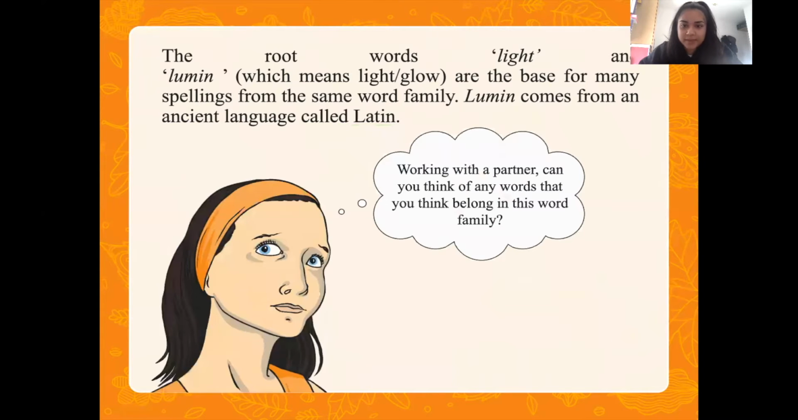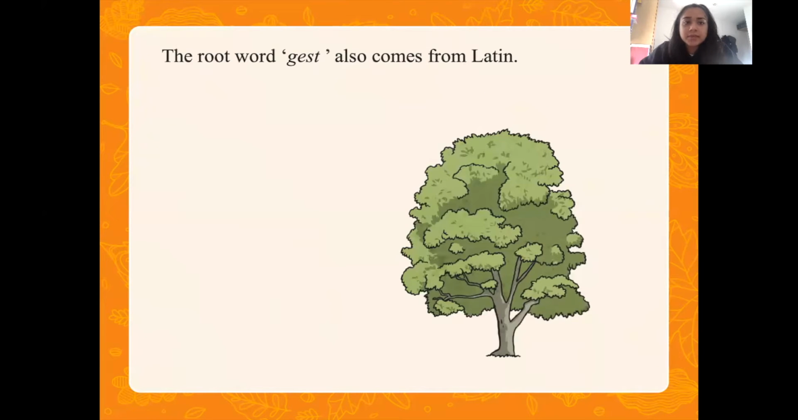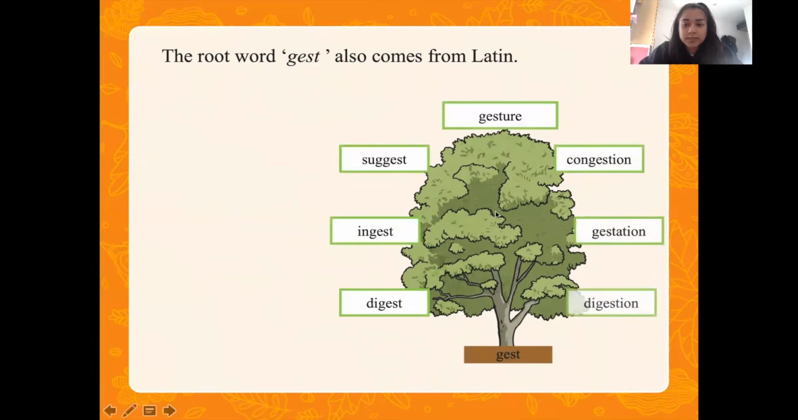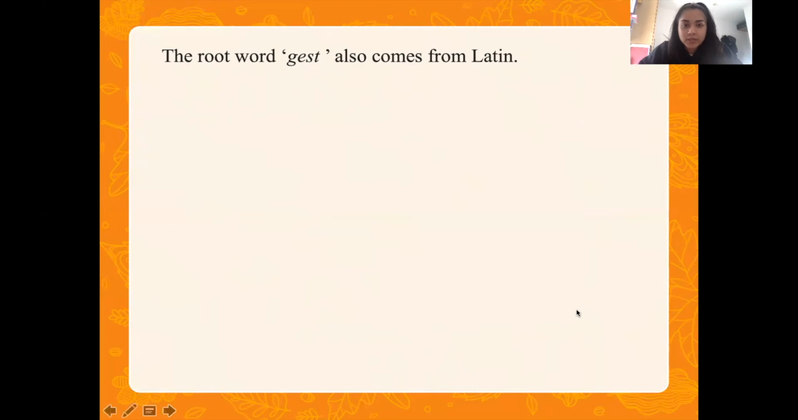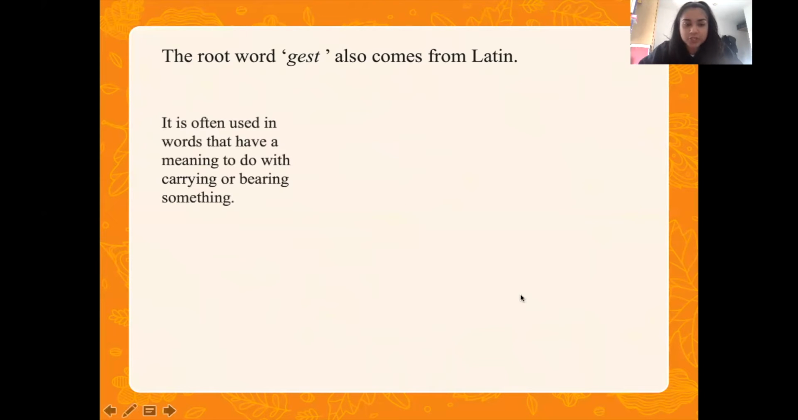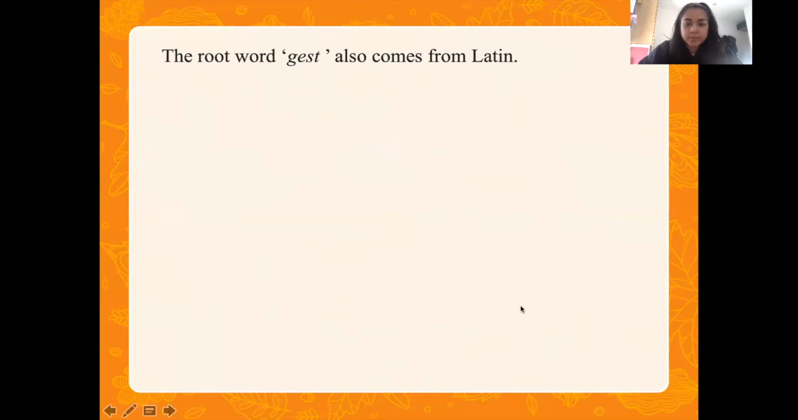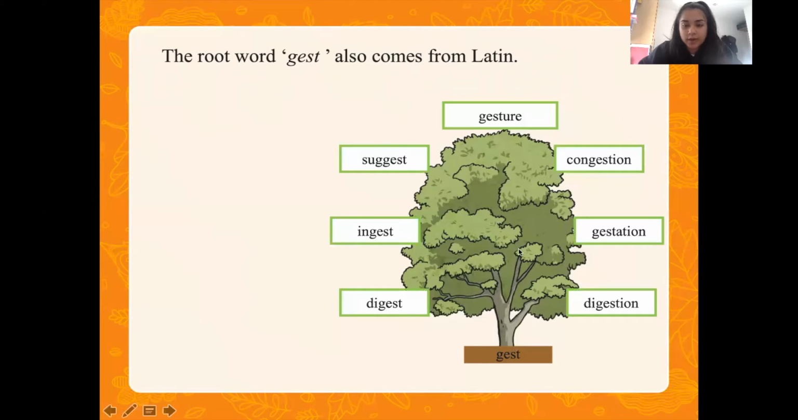Well done. Okay, so let's have a look at the root word gest, which also comes from Latin. So we've got our root word being gest. We've got digest, ingest, suggest, gesture, congestion, gestation, and digestion. Okay, so those are just some words that come from the root word gest, and that puts them into the same word family. Okay, they all have gest in them.